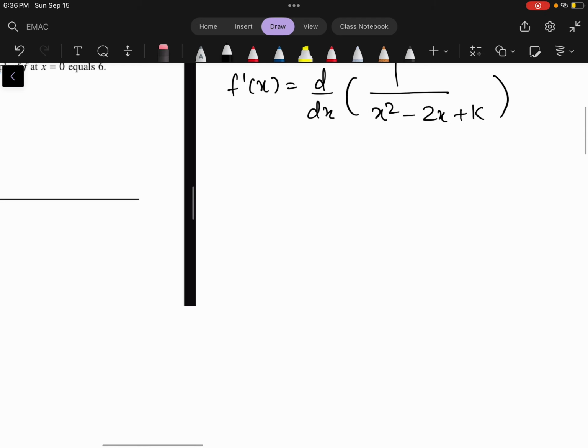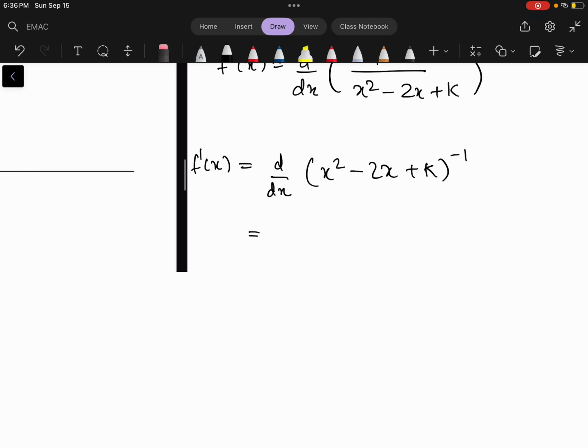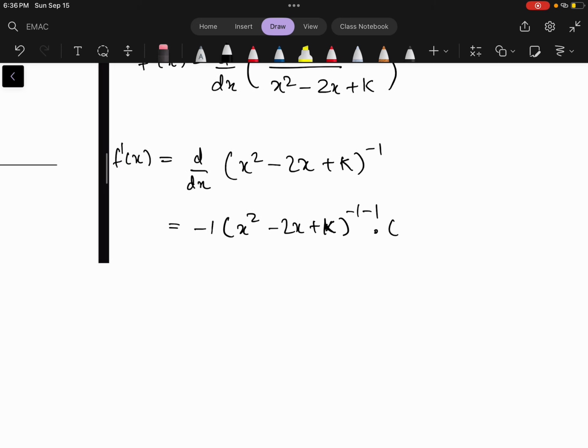Let's rewrite this to make it easier for ourselves. That would be x squared minus 2x plus k raised to the negative first power. We're going to use the power rule first to bring the minus 1 out to the front, keep the original function, and subtract 1 from the exponent. Then we use the chain rule, because we also have to factor in the derivative of the inside function.